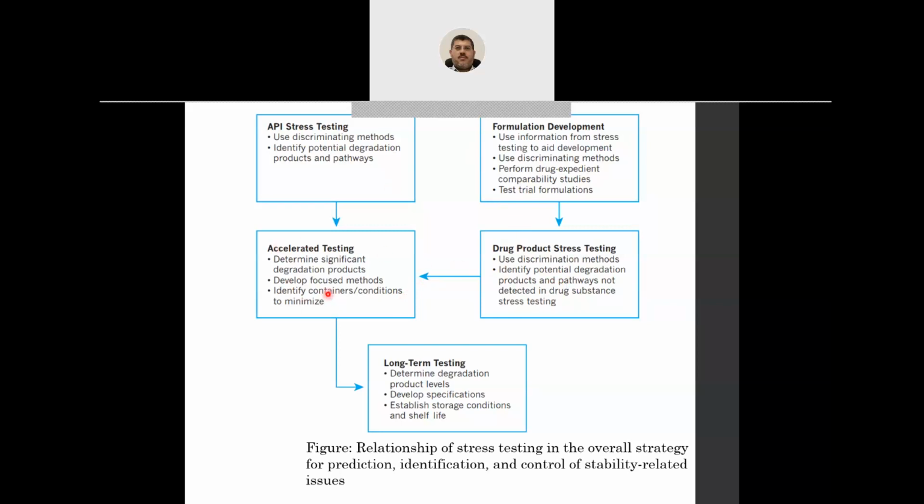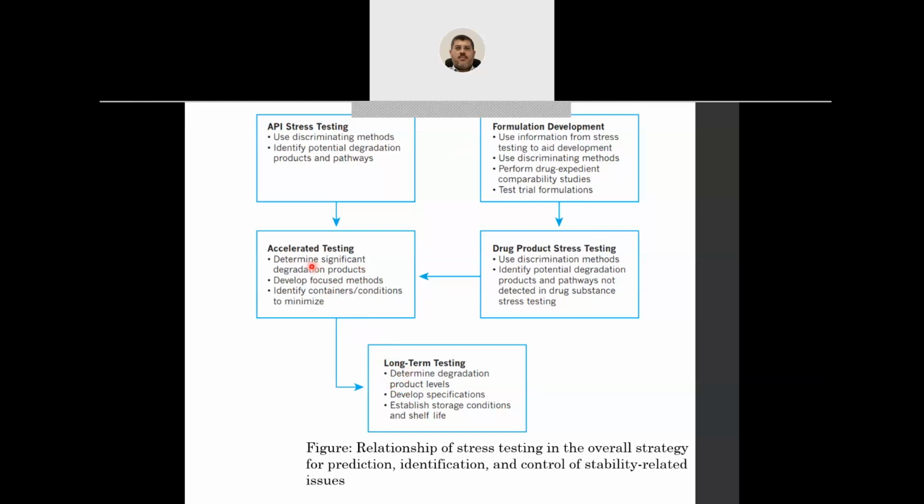If things are okay, then I go to the second and third stages. I can do accelerated and long-term testing. Stress testing is an internal study. You don't need to submit this data for registration of the product, but accelerated and long-term testing data will usually be submitted for registration of the drug product.